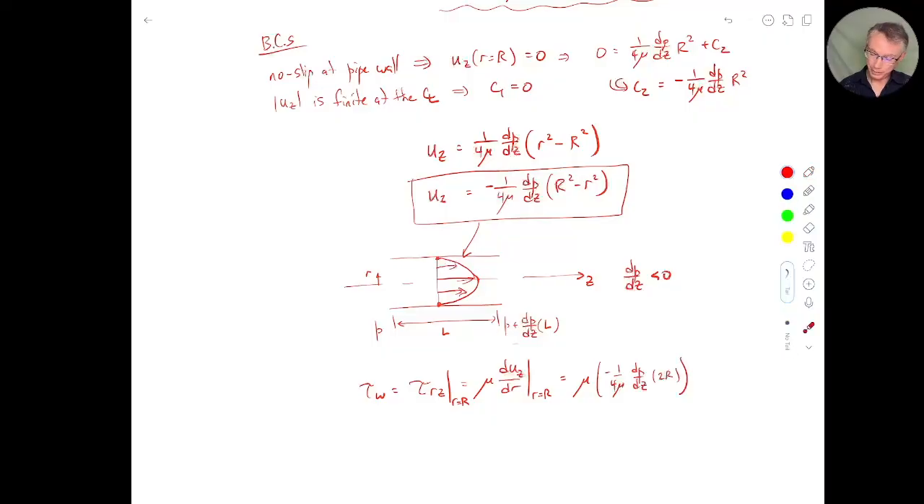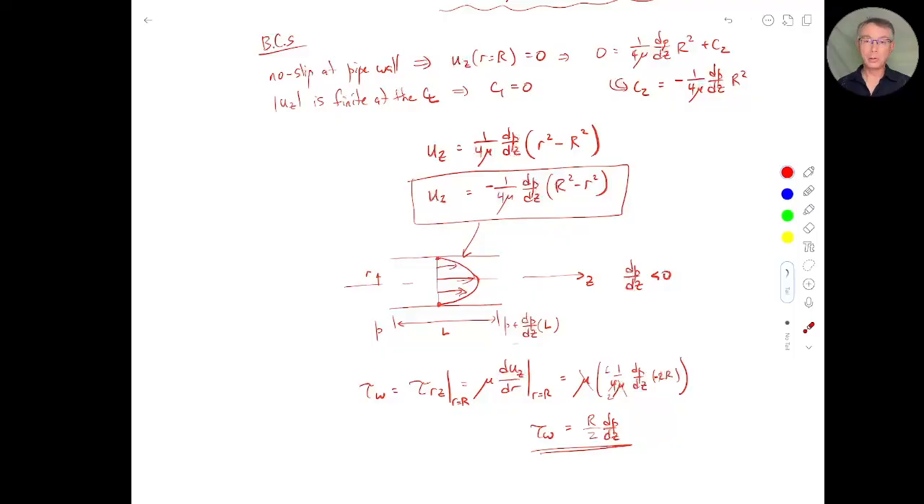Right, because what I'm doing is I'm taking the derivative with respect to r, so, oh, actually, it'd be minus 2r here. So simplifying that, the mu's cancel out, the 4 and the 2 and the negatives cancel out. So I'm going to get R over 2 times dp dz. So that would be my shear stress at the wall.